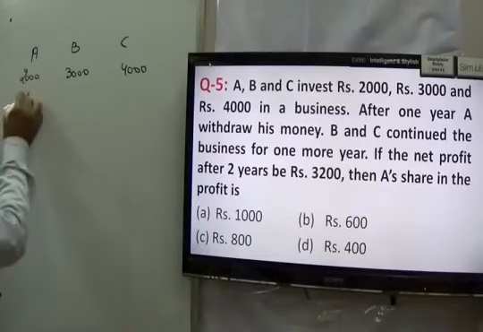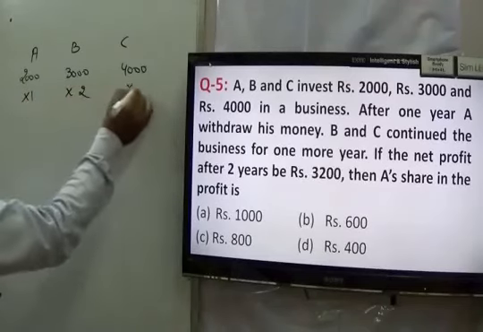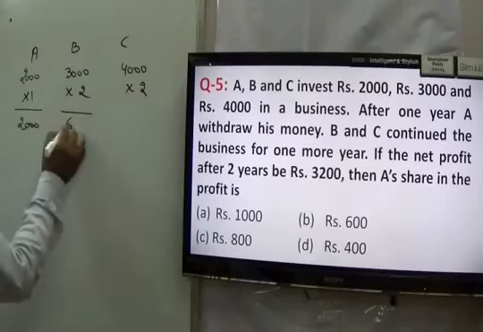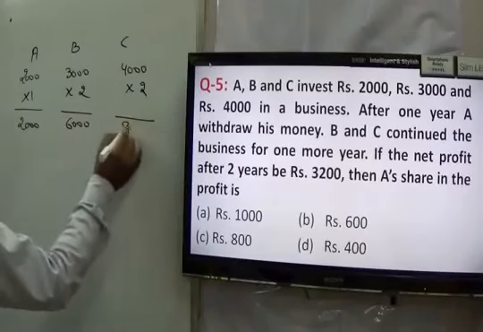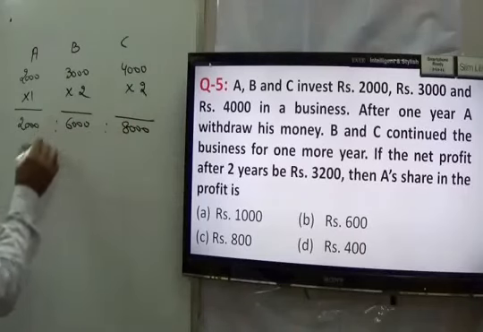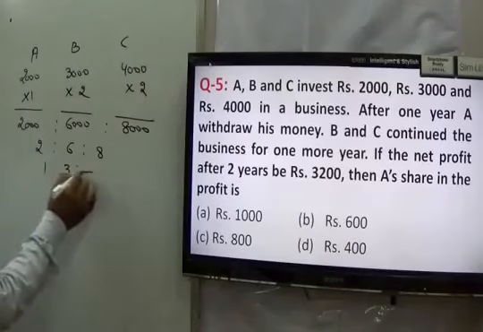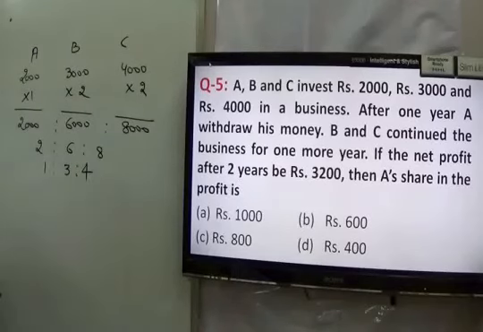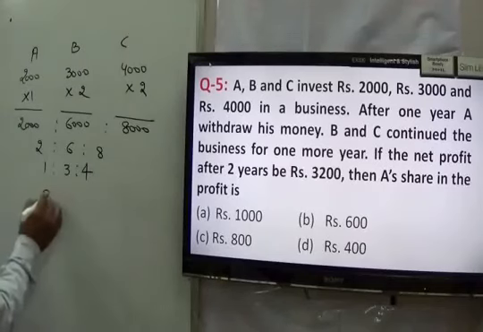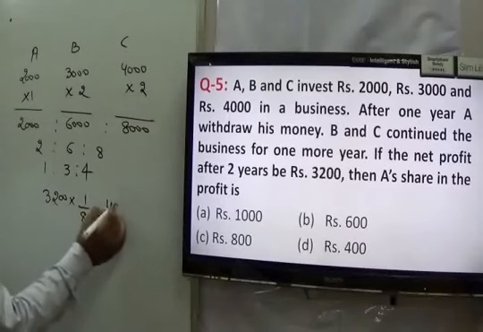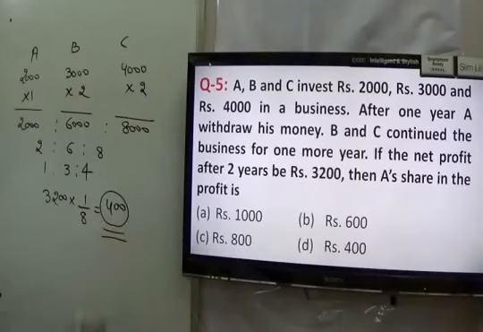It means capital into time, capital into time, capital into time, right? So we make it 2000, 6000, 8000. From here I can say the profit sharing ratio is 2:6:8, that is 1:3:4. Now the question is, at the end of 2 years, their profit was 3200. We have to find the share of A. 3200 times 1/8, the share of A is 400. So our answer is that the share of A is rupees 400 in the business.